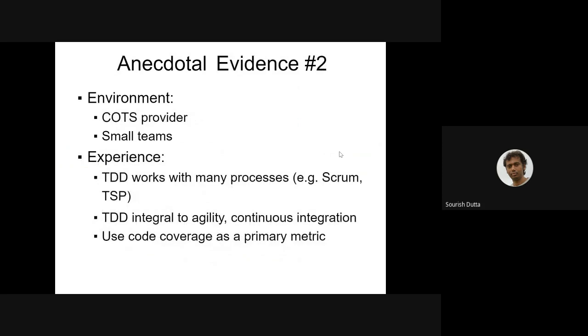Okay. And this is the same organization. Another thing was, this is another organization which is providing COTS solutions. They have used TDD with processes like Scrum, and TDD basically helped them to move faster. They were able to use continuous integration with their build servers, and code coverage was their primary metric for code quality.